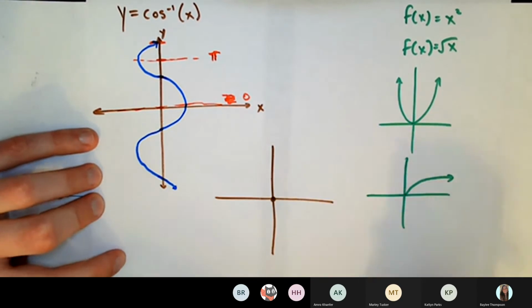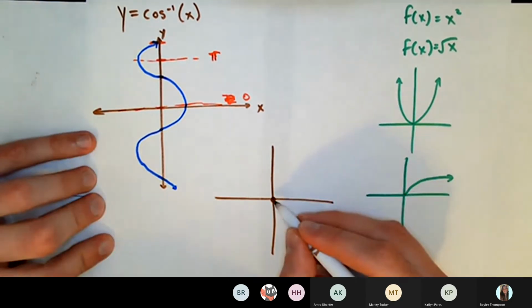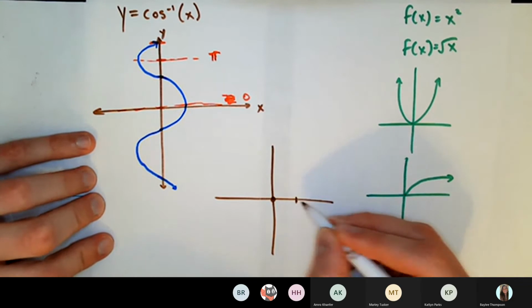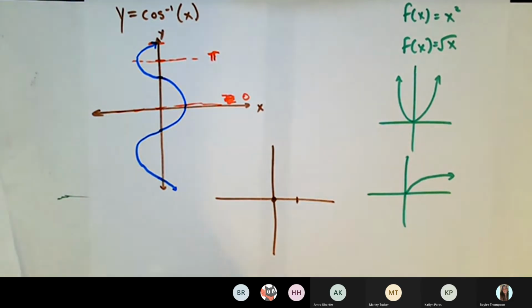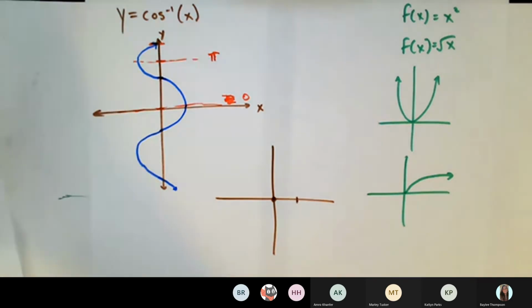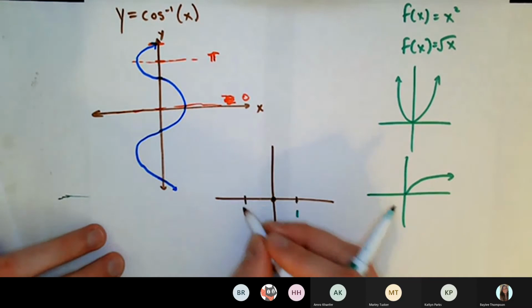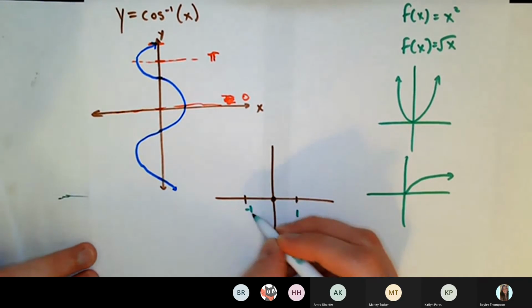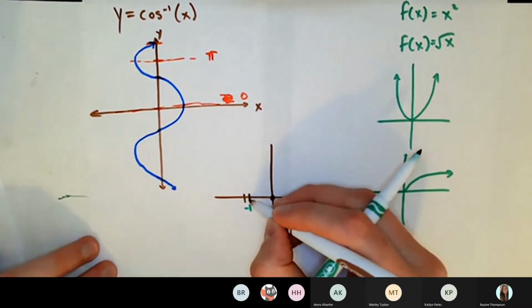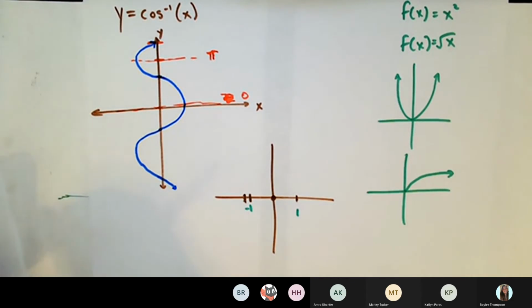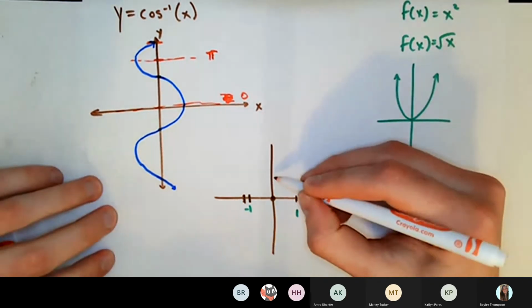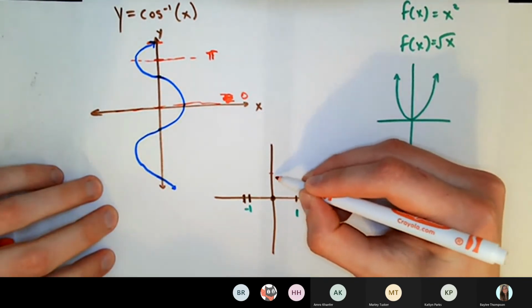It's going to go from, it's not going through 0, 0. It's starting here, which, by the way, what is that x component? That x component is 1. And then over here, I'm going to put my negative 1, maybe more like here. And then it's going right through the middle at pi on 2, somewhere there.